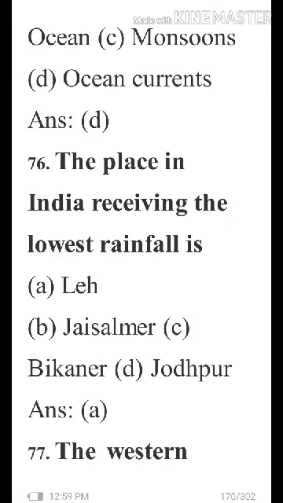Okay, the place in India receiving the lowest rainfall is Leh. Leh is the lowest rainfall. Jaisalmer, Bikaner, Jodhpur, these are all highest rainfall. Okay, highest not. Little bit, okay. Leh is not very lowest rainfall.